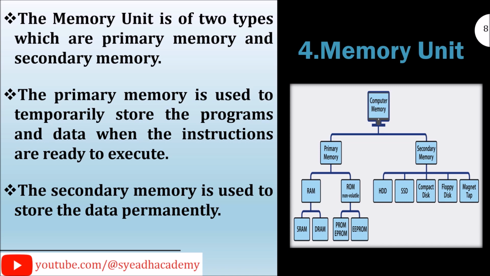The fourth component of computer is memory unit. The memory unit is of two types, which are primary memory and secondary memory. The primary memory is used to temporarily store the programs and data when the instructions are ready to execute. The secondary memory is used to store the data permanently.